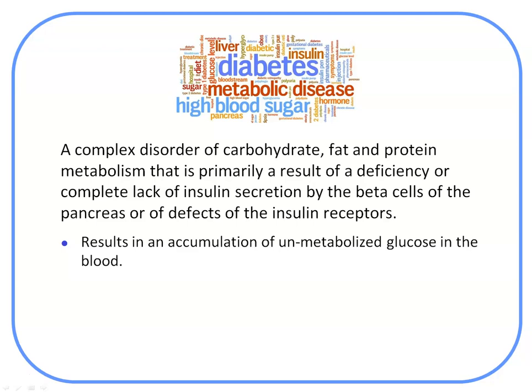So this is just a description of what diabetes is, and you know this from Nursing 106. Diabetes mellitus is a complex disorder, and it results in an accumulation of unmetabolized glucose in the blood. And this is the same problem when a pregnant woman is diabetic, or if a pregnant woman becomes diabetic during the pregnancy, and it has severe potential complications to the pregnancy.